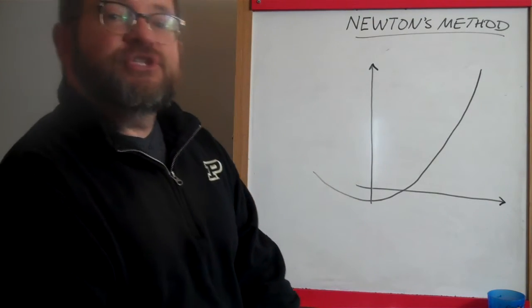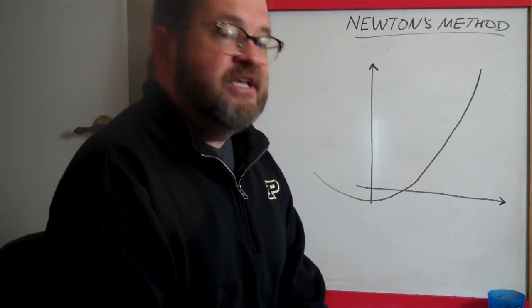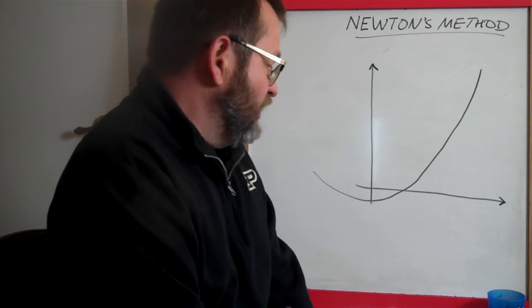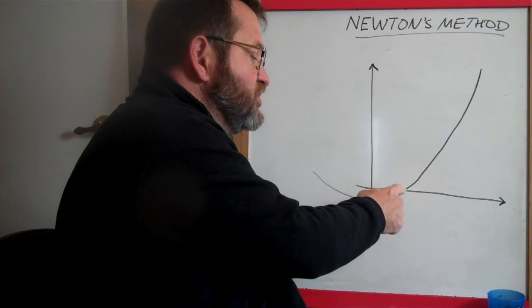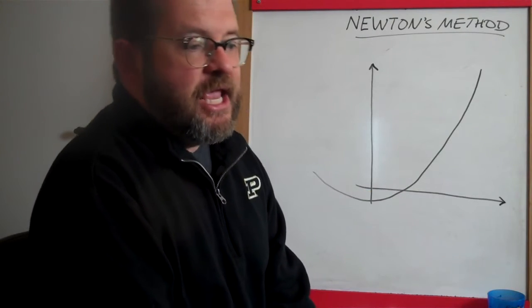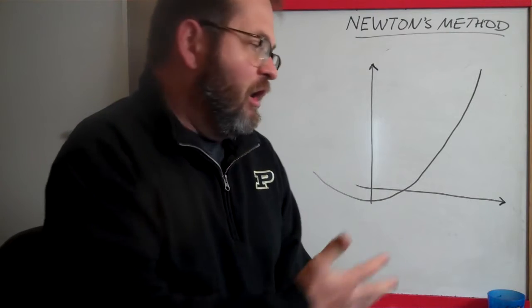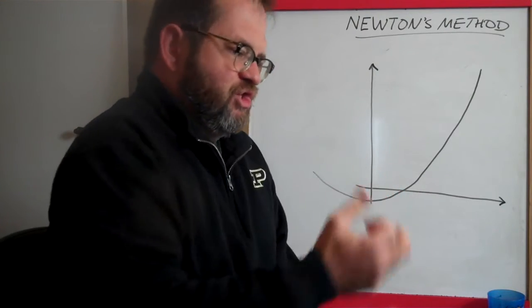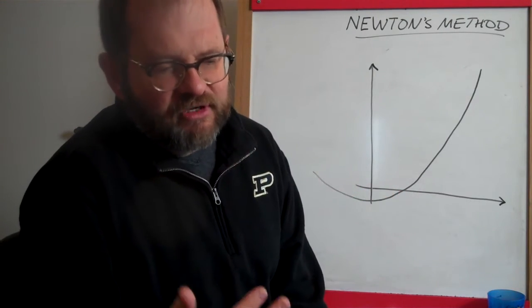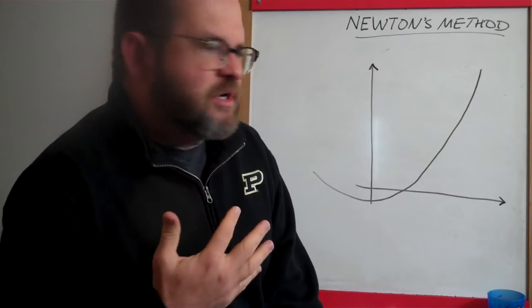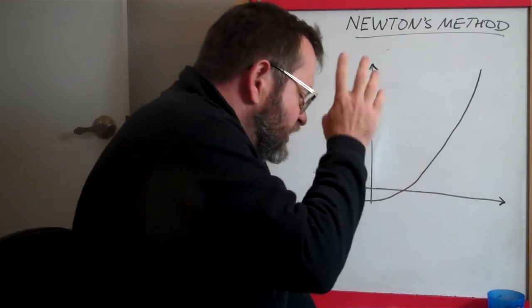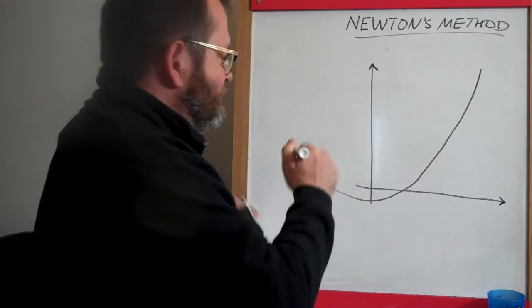Newton's method is, first and foremost, a method of finding the roots or zeros of an equation. In other words, the places where the function crosses the x-axis. Almost any problem can be made into a problem where you are trying to find the roots of the equation by subtracting some number. You'll see examples of that in the homework set, but fundamentally you're going to have some function, f of x.